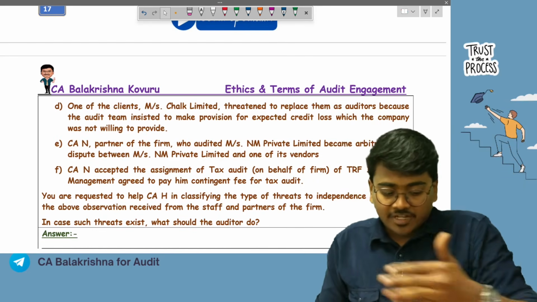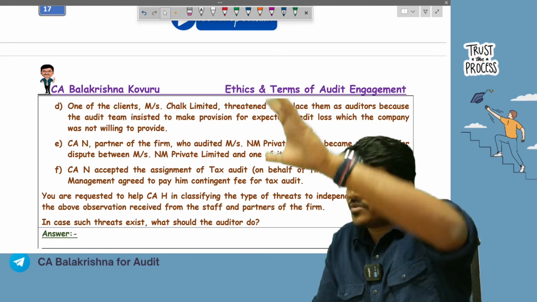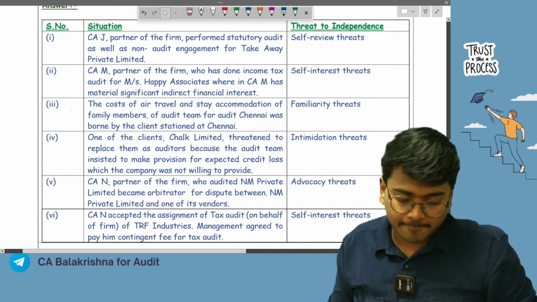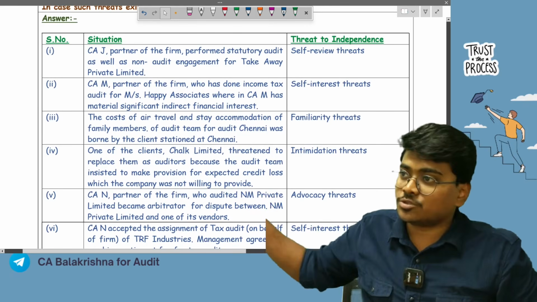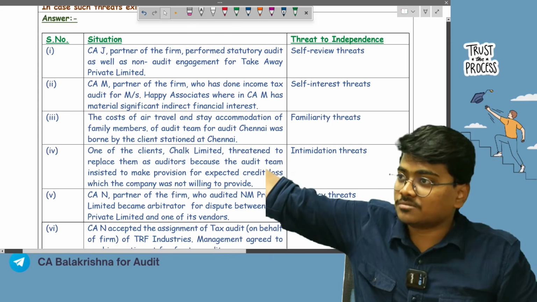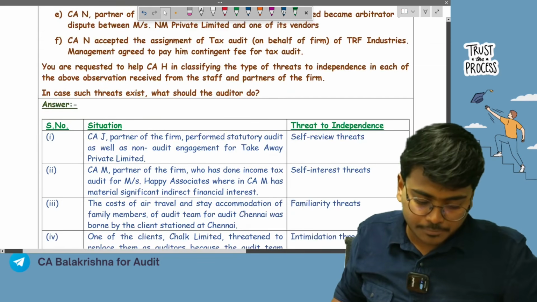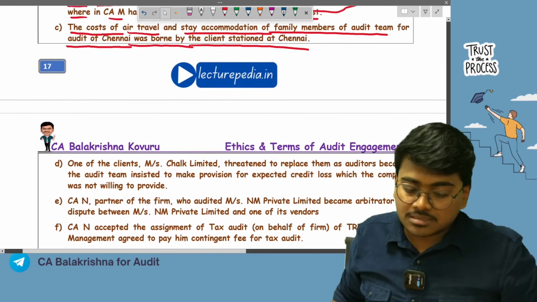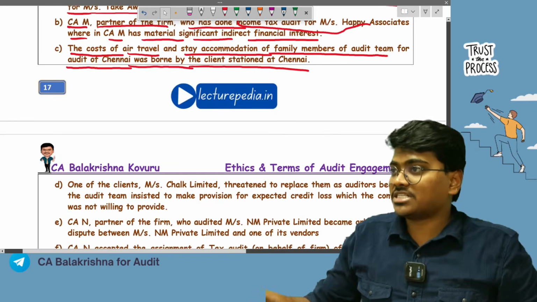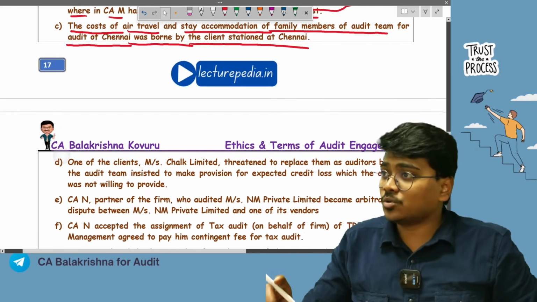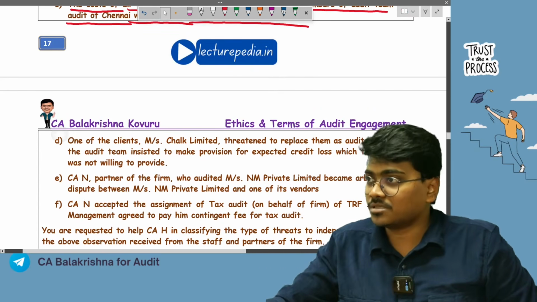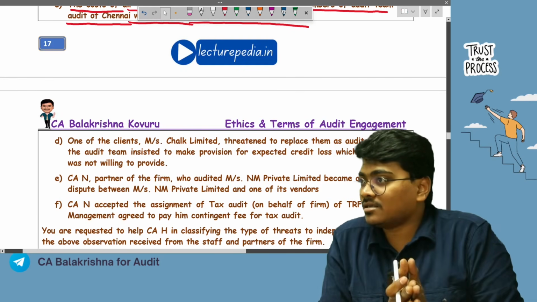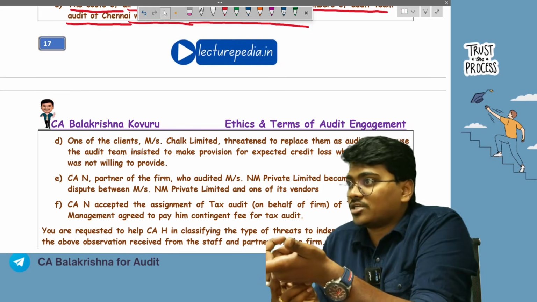That's it. In this situation it is sufficient if you just see how the answer is presented here in a tabular column, you write the situation and which type of threat that is. Because in the question he is just asking you to identify which type of threat. If he also asks you to explain that threat, that's the reason why I told you you have to read the question carefully. If in the question it is asked to explain that threat also, then you should explain that threat.